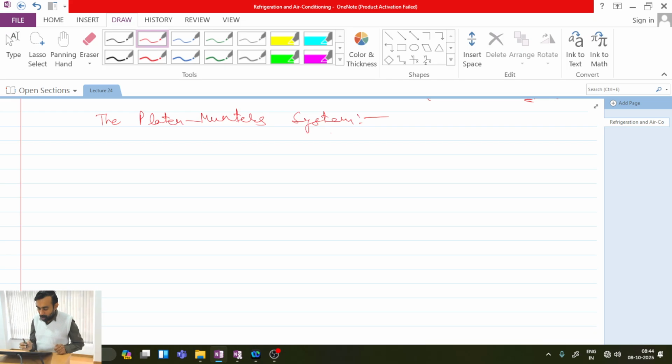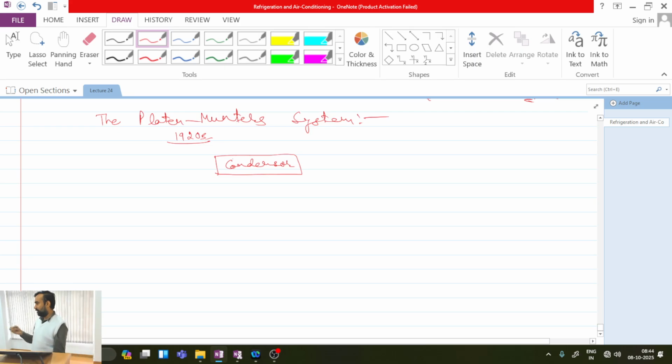Okay, so what's the block diagram of their system? Somewhere in the 1920s they developed this system, and this system was in long use for domestic refrigeration, particularly in the regions where there was no electricity. So this system had many practical applications. In the system we have actually multiple fluids. This system uses aqua ammonia, ammonia as refrigerant and water as absorbent. But in addition to that, it uses one more fluid, which is hydrogen gas.